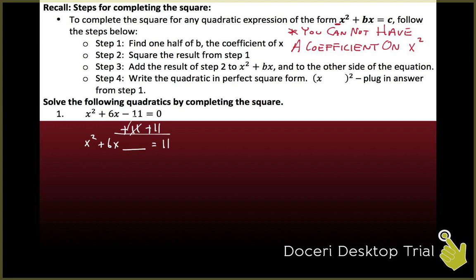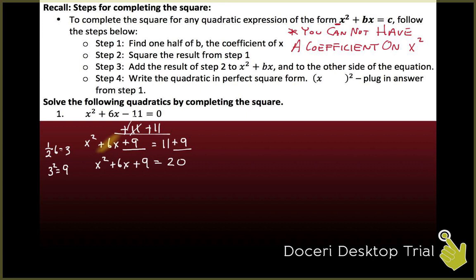Now we want to look at step 1. Find 1/2 of b, the coefficient of x. So the coefficient of x here is 6. So we want to take half of 6. So half of 6 gives us 3. And then we want to square that. So 3 squared is 9. So we want to add 9 to both sides. Plus 9, plus 9. Whatever you do to one side, you have to do to the other side. So now we have x squared plus 6x plus 9 equals 20.